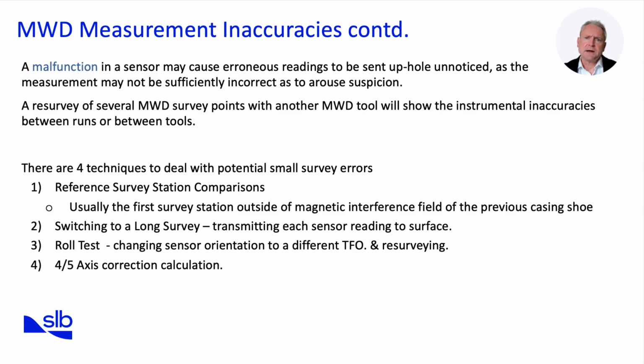Reference survey station comparisons use the first survey point beyond the magnetic interference zone as a baseline. Long surveys involve transmitting each individual sensor reading to the surface for more detailed analysis. Roll tests are performed by changing the tool face orientation of the sensor, then repeating surveys to confirm alignment accuracy. Finally, 4 or 5 axis correction calculations are applied to compensate for systematic errors. These techniques improve the confidence in survey results and reduce the likelihood of plotting wells incorrectly. Without them, small errors could accumulate across multiple stations, leading to significant deviations from the intended trajectory.